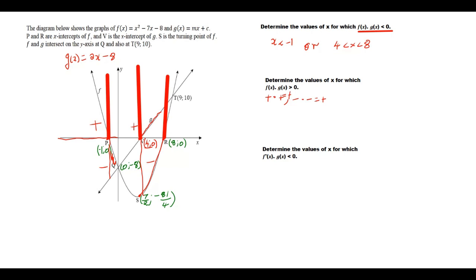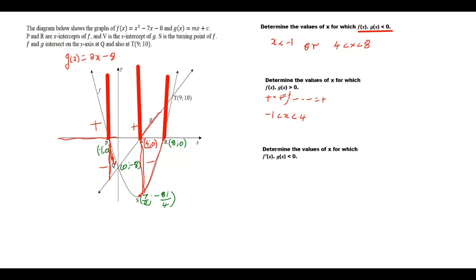So if you check in this interval from -1 up until positive 4, when you multiply the two graphs, you will realize that you are going to get a positive value because both graphs are negative. So the value of x will be between negative 1 and 4. You just say negative 1 is less than x, and x is less than 4. That is the first value of x.